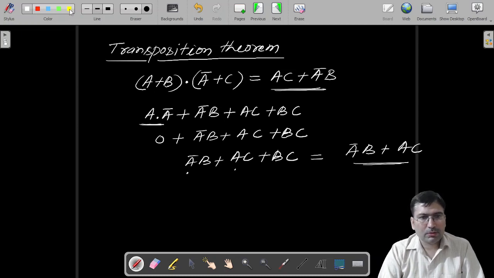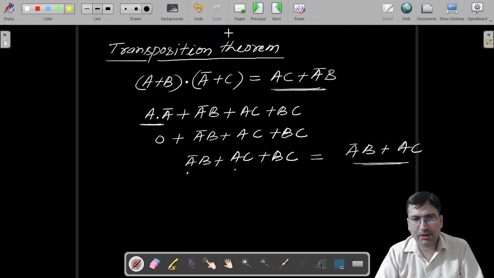So that is written here, right? Okay, so although there's no need to prove it, you can remember it. This is the transposition theorem, right?